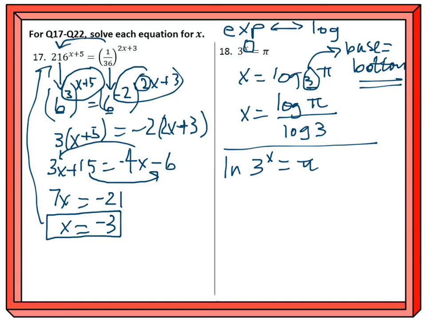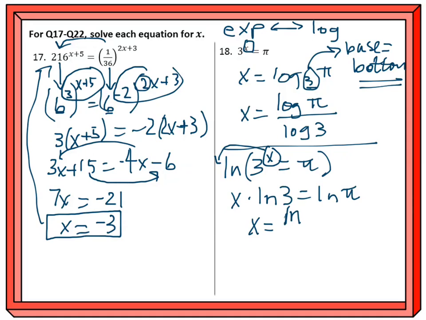Okay, alternatively, you could just take the original problem and just take your favorite log of both sides. I like the natural log. On the left-hand side, I have an exponent, and using the power property, that gets to come out front to multiply times the natural log of 3 equals the natural log of pi. And now, just divide by the natural log of 3, so x is equal to the natural log of pi divided by the natural log of 3.